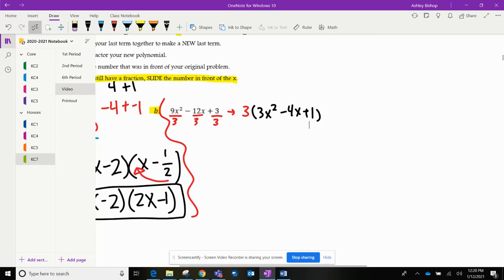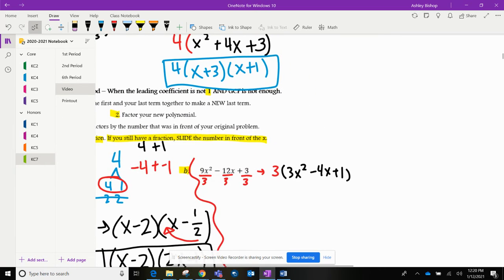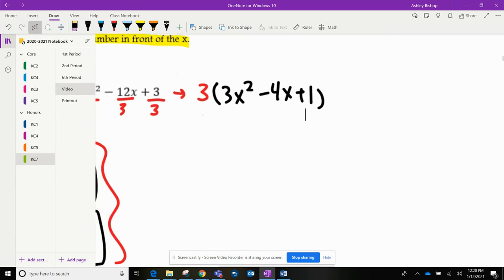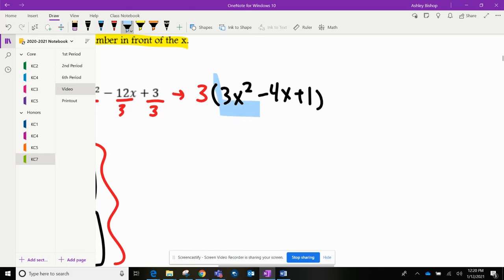Now, just like the examples we did in the beginning of class with greatest common factor, I would factor what's inside my parentheses. Notice though, I still have a number in front of my x squared. If I go to find the factors of 1 that add up to negative 4, that's not going to work. And you're like, oh no, I did something wrong. Well, the problem is that my x squared is not by itself. I should have a 1 in front of it, not a 3.